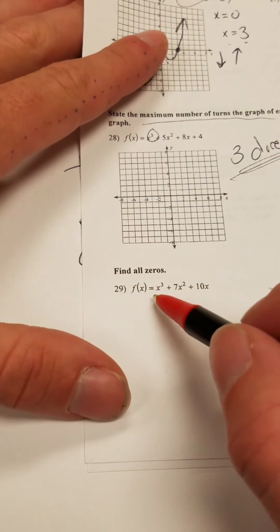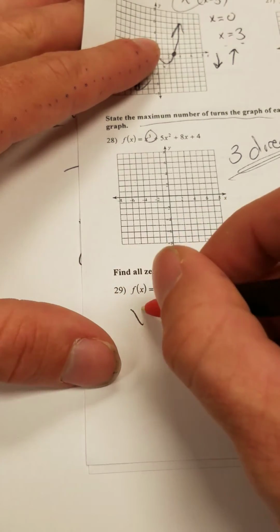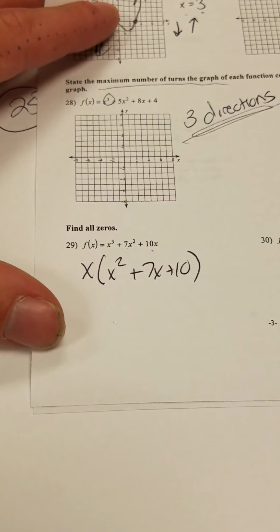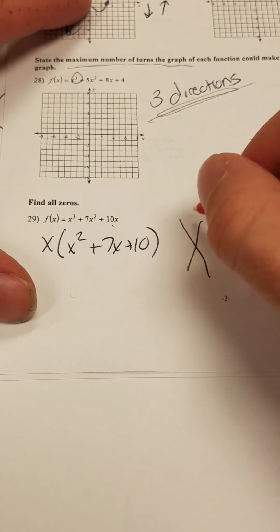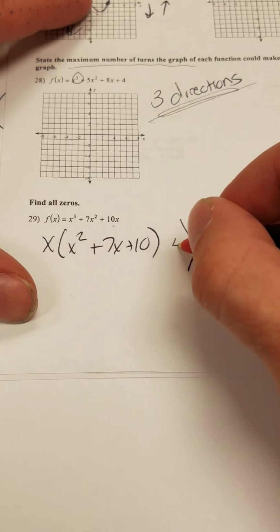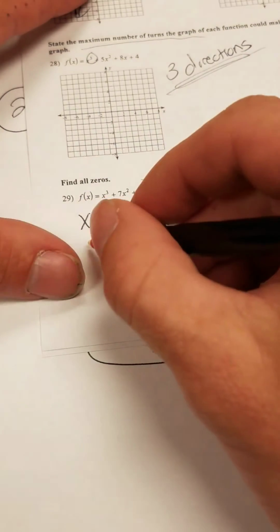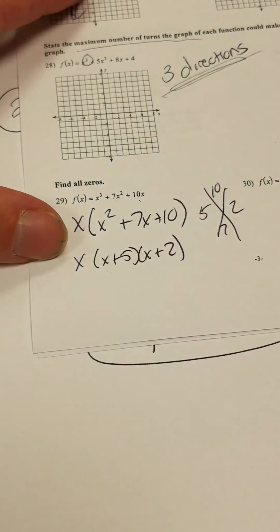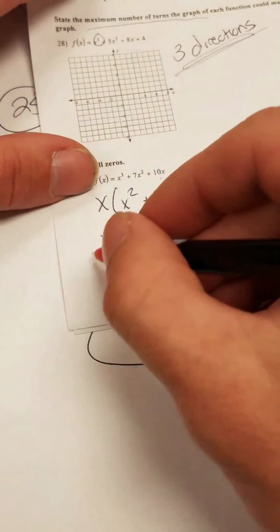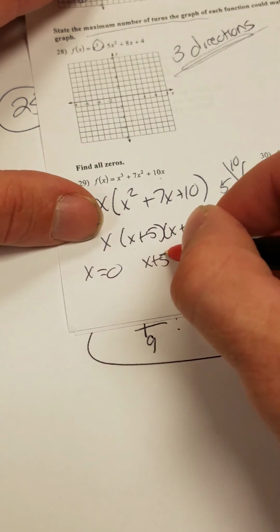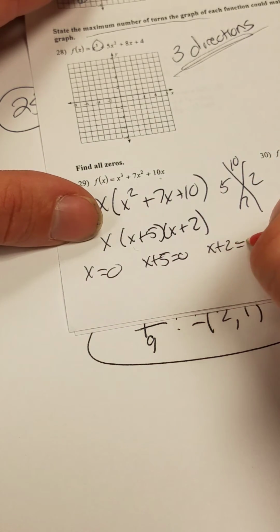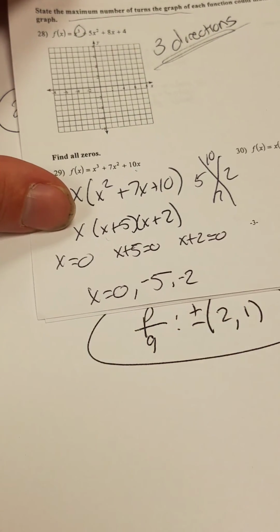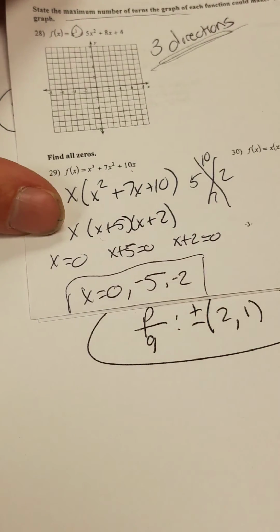Number 29 and 30 will be the last 2 that I do on this. Number 29, notice they all have an x in common. So we pull an x out. So that means this is x squared, 7x, and 10. Now this is an extremely easy problem. Multiplies to give 10, adds to give 7. That's 5 and 2. So we have x times x plus 5 times x plus 2. It said find all zeros. So that means set them equal to 0 and solve. x equals 0, negative 5, and negative 2. Those are all my zeros for this problem.